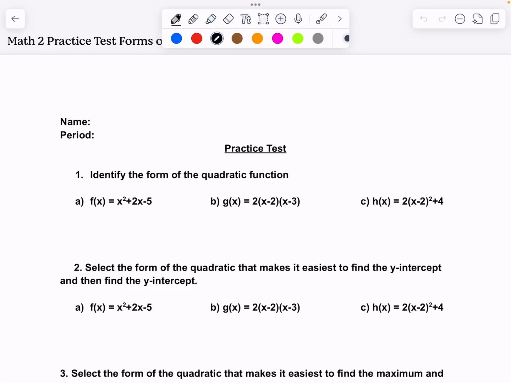All right, here we go. Let's go through the practice test. So we're ready for our test. Okay, number one is just asking us to identify the different forms of the quadratic.